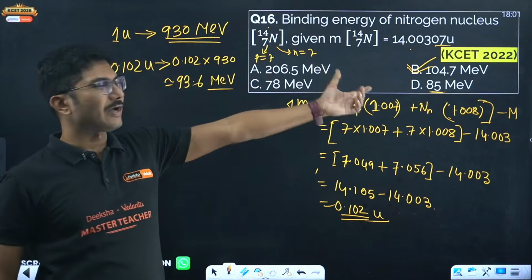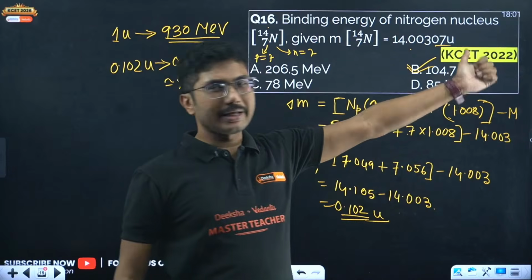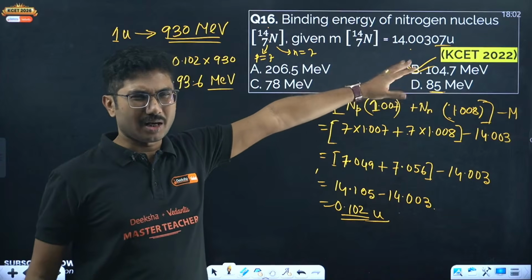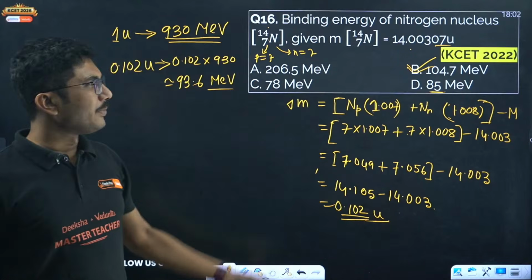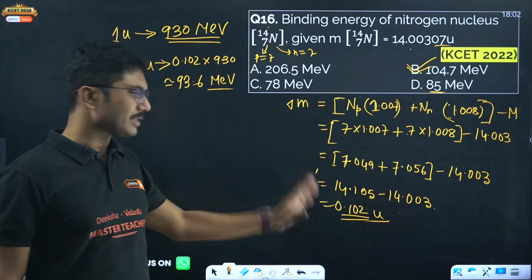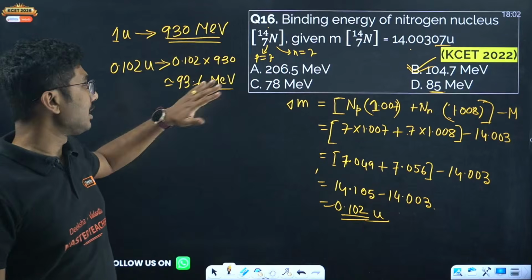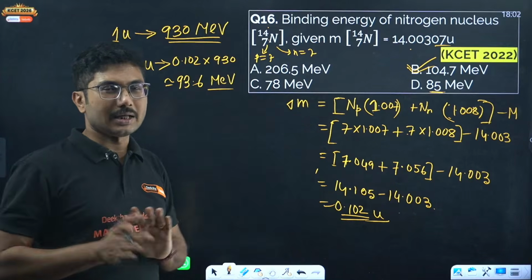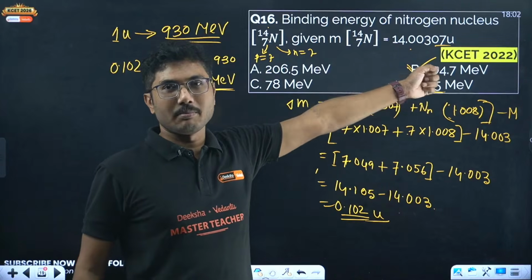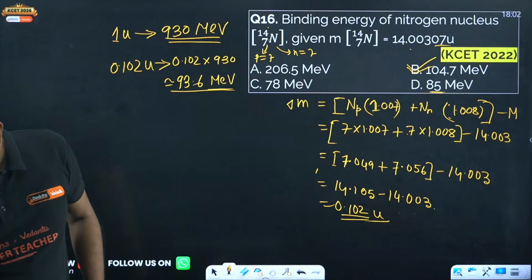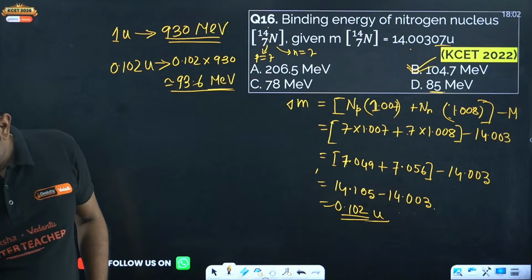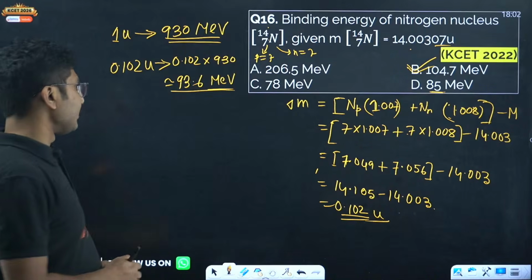If you take exact values of all the mass defects, you will get around 104.7. They have given slightly more accurate values. If you take all the values accurately and do the calculation exactly, only then will you get 104.7. Otherwise the rough answer will be around 100, and that means our correct answer is not 85 but 104. Yes, B is the answer.